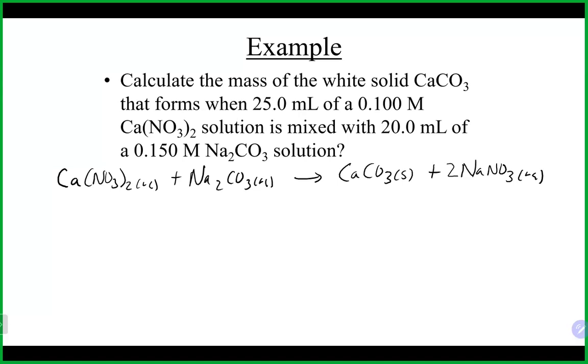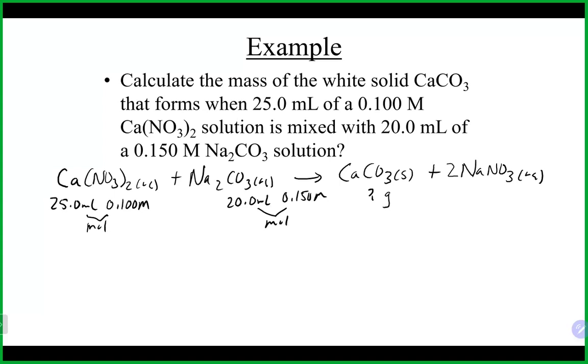If we take a look at what we got going on, in this case, we have 25 milliliters of 0.1 molar. We have 20 milliliters of 0.15 molar. And we are looking for how many grams here of our calcium carbonate. Is this a basic stoichiometry problem or is it a limiting reagent problem? It is a limiting reagent problem. The reason I know is that I got molarity and volume, that means I could get to moles. So again, it's a limiting reagent problem.